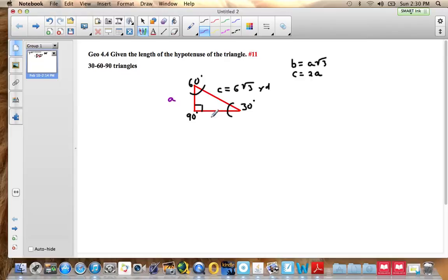Okay, so we already know what C is. Because I have to have the length of A to solve for B, first I have to determine A. I can't do B first. I have to do A. So I use my formula C equals 2A. If C is 6 times the square root of 3, which is the given.